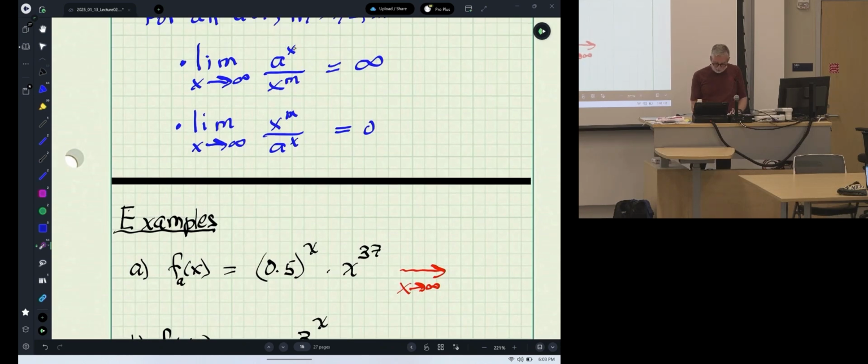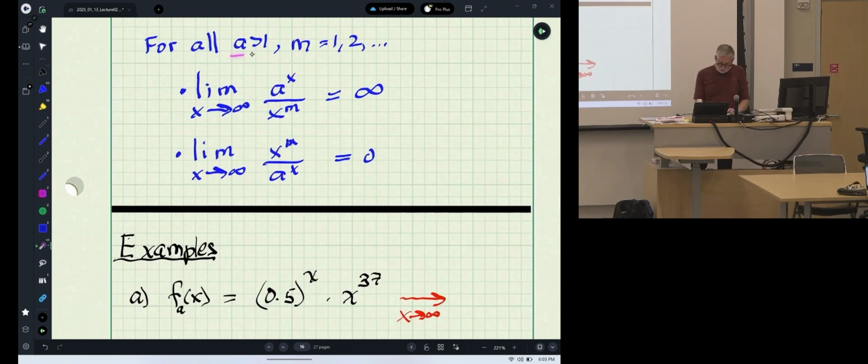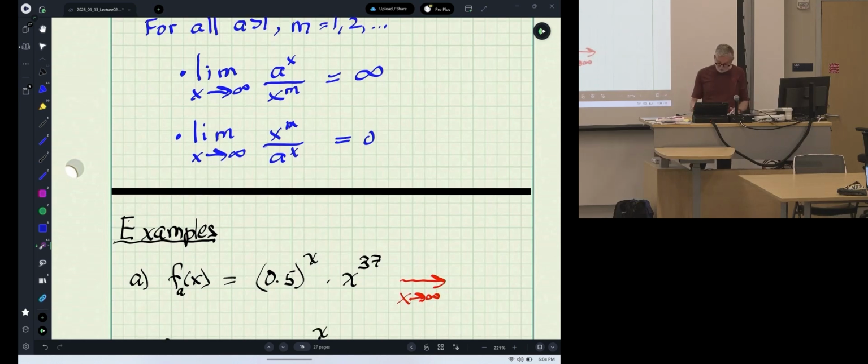So if you have such an exponential in the numerator, it dominates no matter how big the term in the denominator is. Reciprocally, I don't care how big the power in the numerator is, if you have a to the x and a is bigger than 1, as x gets large, this goes to 0. Okay? Exponentials for the base bigger than 1, so e in particular is bigger than 1, dominate.